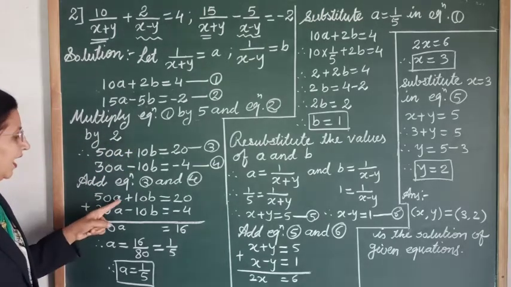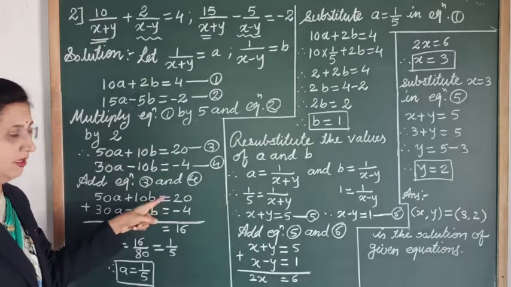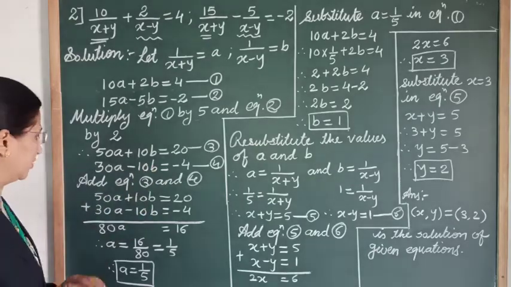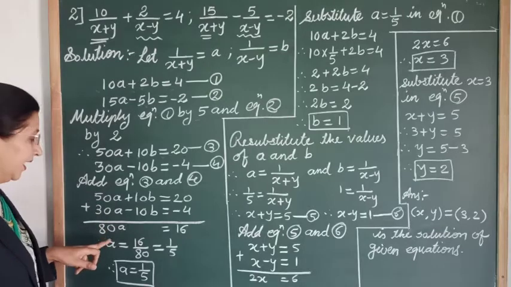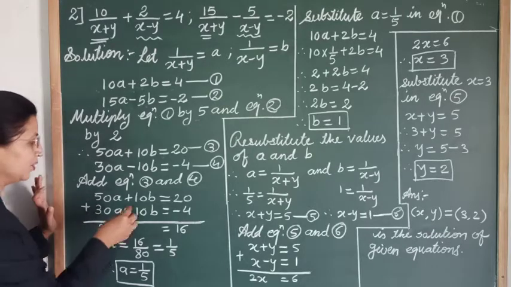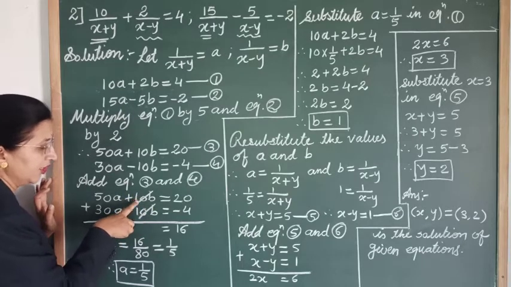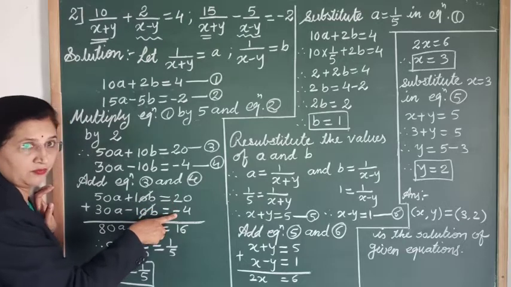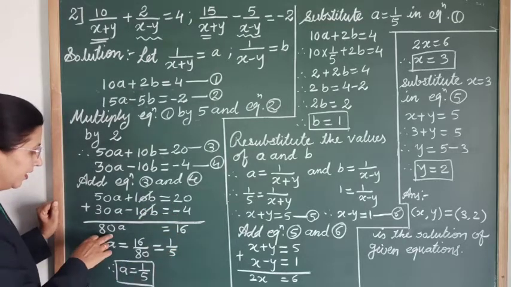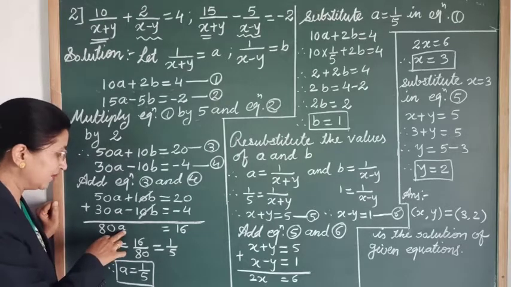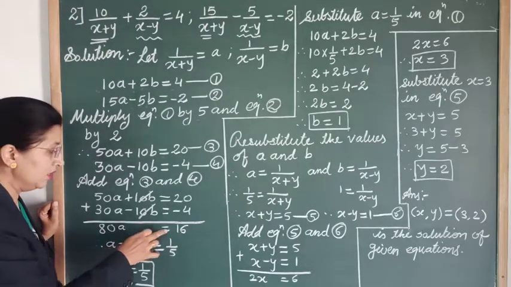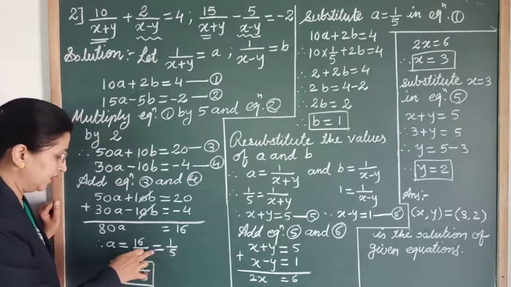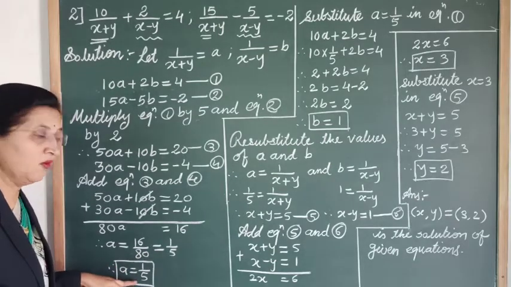So 50a plus 10b is equal to 20, plus 30a minus 10b is equal to negative 4. So here 50a plus 30a is 80a, and positive 10b and negative 10b get cancelled, is equal to 20 minus 4, that is 16. So here we have to find the value of a. 80 is multiplying, so it will divide. So a is equal to 16 upon 80. 16 1s are 16, 16 5s are 80. So in this way we got the value of a as 1 upon 5.